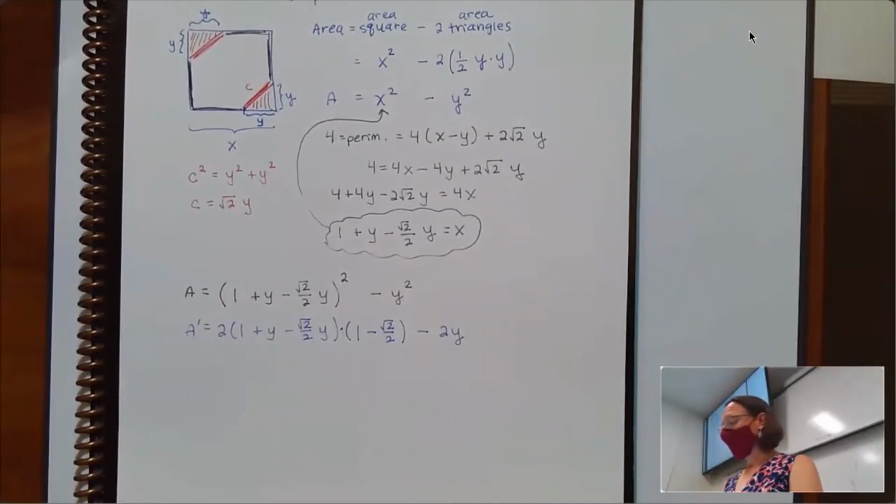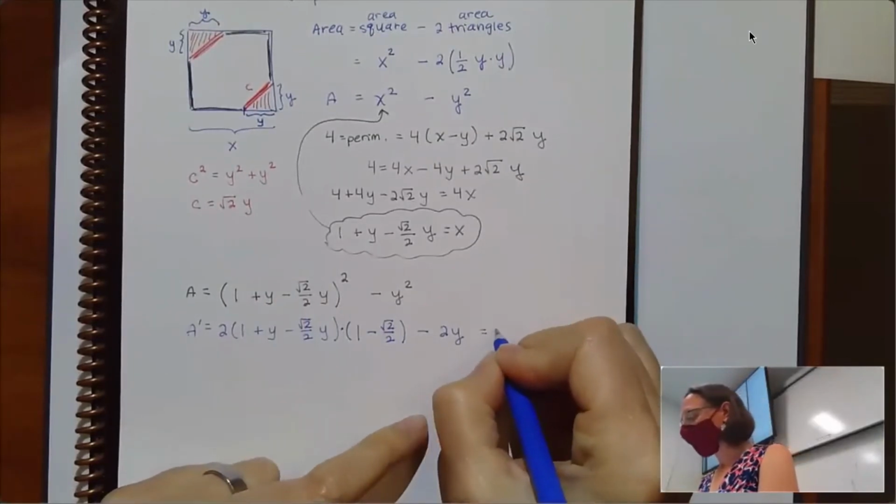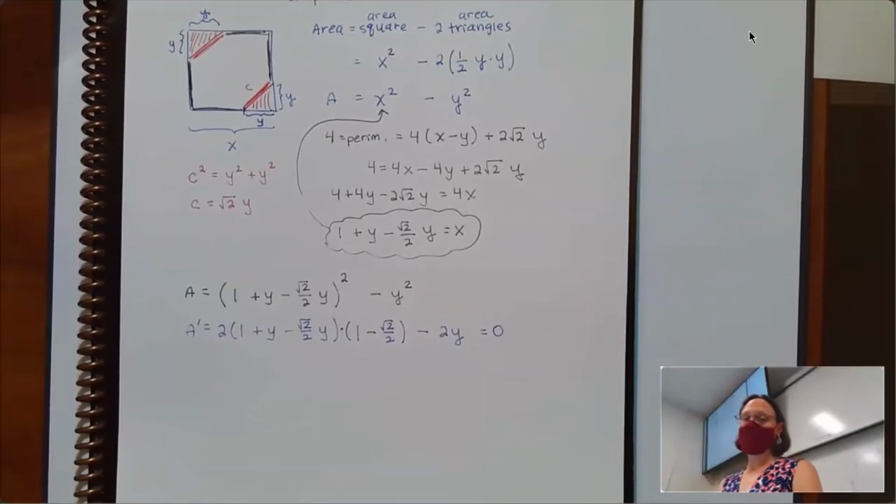Now it looks a little bit gross, but it is actually just a linear equation, meaning all of my powers of y are equal to 1. So even though it looks gross, it should be doable.